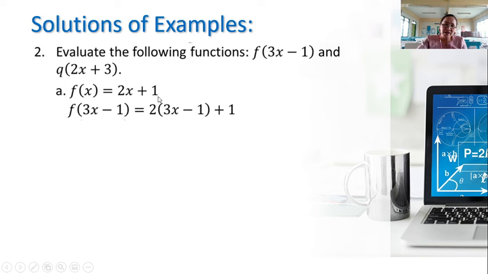Now, evaluating q of 2x plus 3, we have to go back to the original function q. It is defined as q of x is equal to x squared minus 2x plus 2. Now, replace x with 2x plus 3. So, all x's on both sides of the equation have to be replaced with 2x plus 3. So, this becomes q of 2x plus 3 is equal to 2x plus 3 squared minus 2 times 2x plus 3 plus 2.